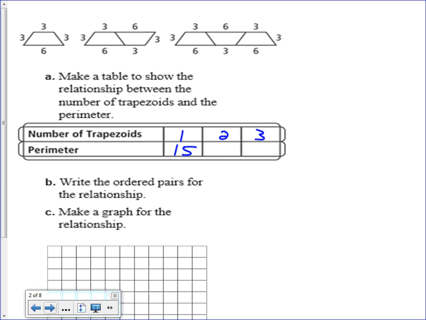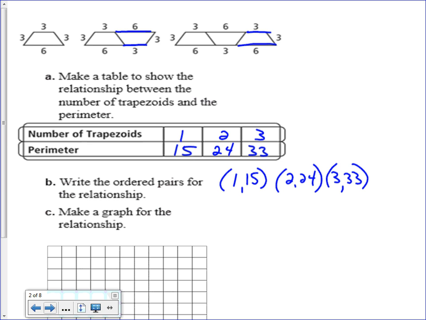If you took a look at the second one, all we're really doing is adding these two pieces on, sliding this piece out to count that over there, and that would give us a perimeter of 24. And then the same sort of thing, we're adding these two pieces to count for the perimeter. So we're just adding another 9, so that would be 33. Okay, so write the ordered pairs for the relationship. Well, ordered pairs would be like this: (1, 15), (2, 24), and (3, 33).